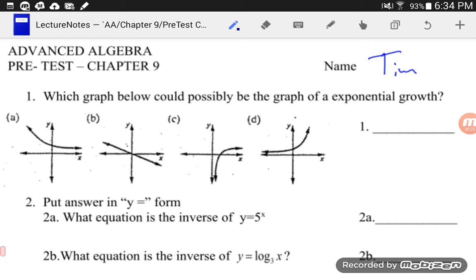Alright, I'll stop talking. The first question: which graph below could possibly be the graph of an exponential growth? Well, the only one that's really growing is D. This one, of course, is linear, so that's none of the graphs that we've looked at in this chapter. This one is our growth function. It's growing slowly and then grows faster and faster and faster.